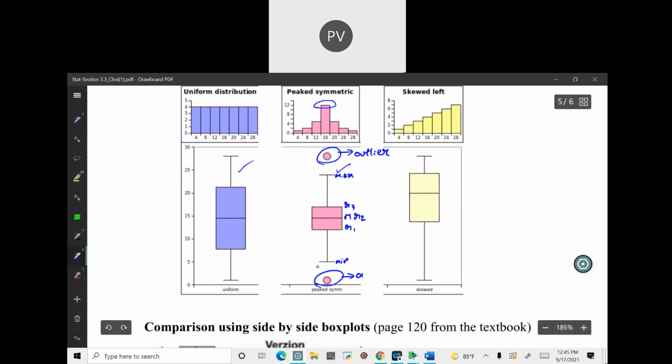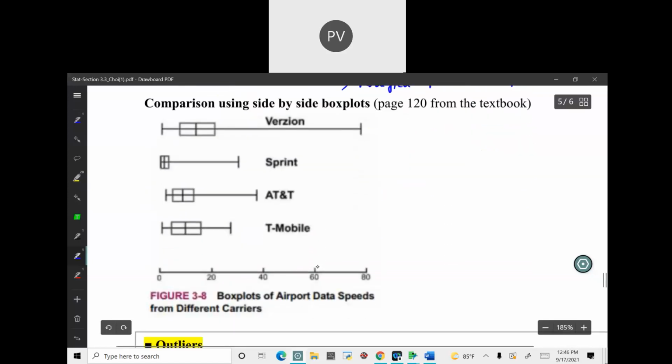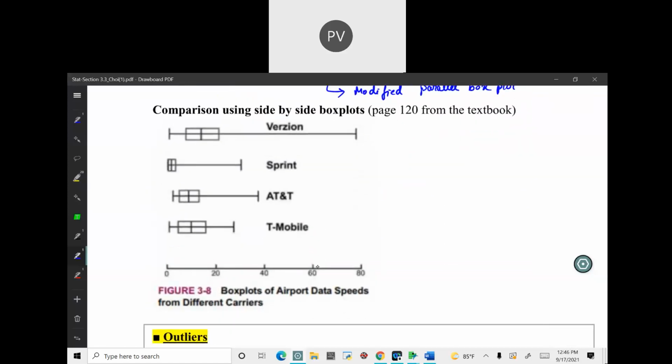This is also an outlier. So as you can see, the parallel box plot easily denotes the outliers. You do not have to look through the data set and find the outlier. Just plot a parallel box plot. It will give you where the outlier is. And this type of graph or plot is called a modified parallel box plot. Okay, and these are another set of box plots. You can take a look at that.